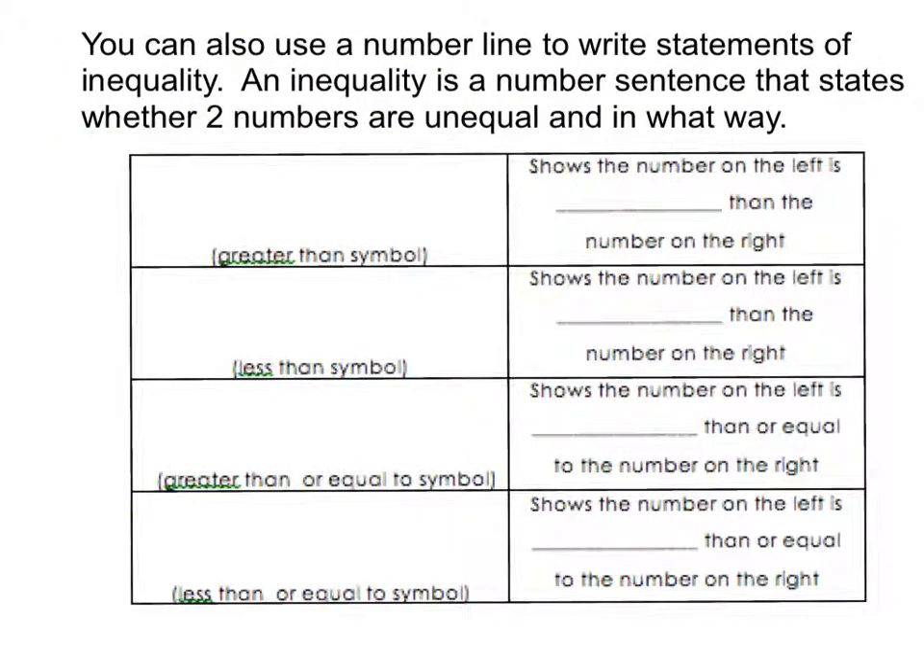Now that we've learned how to order numbers, let's learn how to compare numbers. You can also use a number line to write statements of inequality. Inequalities compare two numbers. An inequality is a number sentence that states whether two numbers are unequal and in what way they're unequal. There are all kinds of different symbols we use to write inequalities. These symbols compare one number to another number, and they tell us in what way they are unequal.